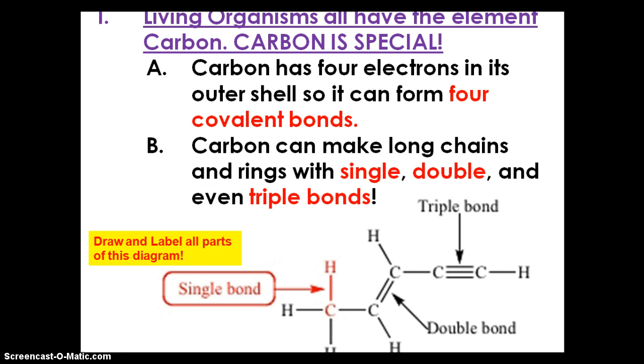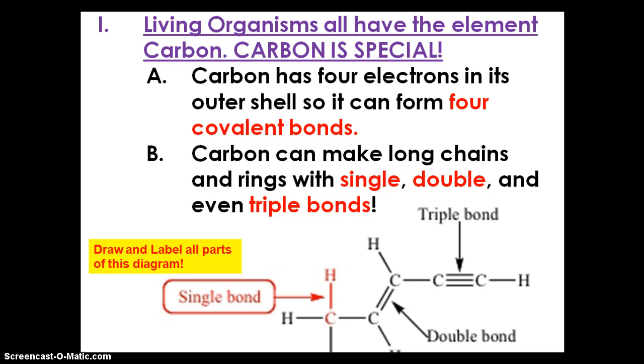Let's move this up a little bit. Living organisms all have the element carbon. Carbon is very special. Why is carbon so special? Because it has 4 electrons in its outer shell, so it can form 4 covalent bonds. Carbon can also make long chains and rings with single, double, and even triple bonds.